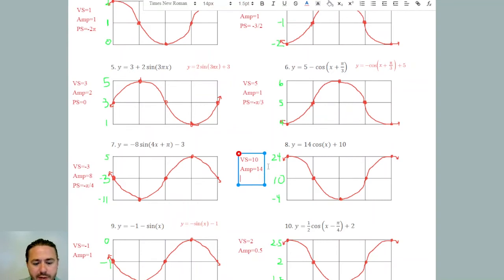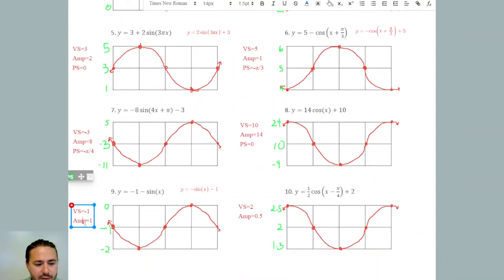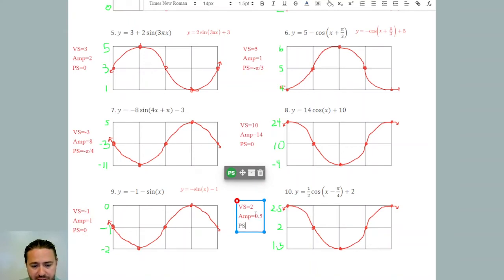For number 8, the phase shift, we're not adding anything in here again, so the phase shift is just 0. For number 9, the phase shift is 0 again. We're not adding anything in those parentheses or subtracting. The phase shift for number 10 is going to be positive pi over 4. Okay, so we got all the phase shifts.